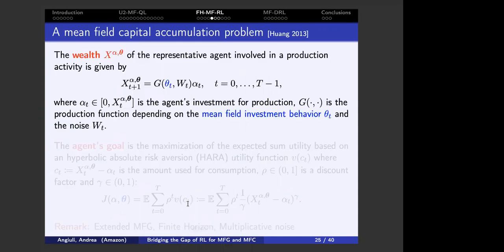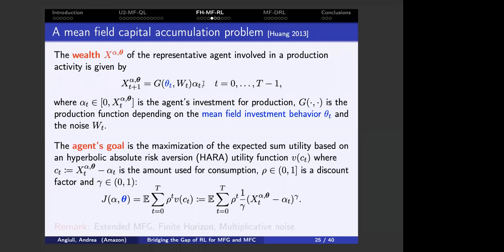We apply this algorithm to two problems arising from finance. One is the mean field capital accumulation problem that was discussed in Wang 2013. In this case, the process X^{alpha,theta} is modeling the wealth of the agent involved in the production of a good. Its dynamics are driven by a capital function G relative to the production function, which is based on the mean behavior, the population investment behavior, plus a source of noise W_t, and alpha_t is the investment level of the single agent.